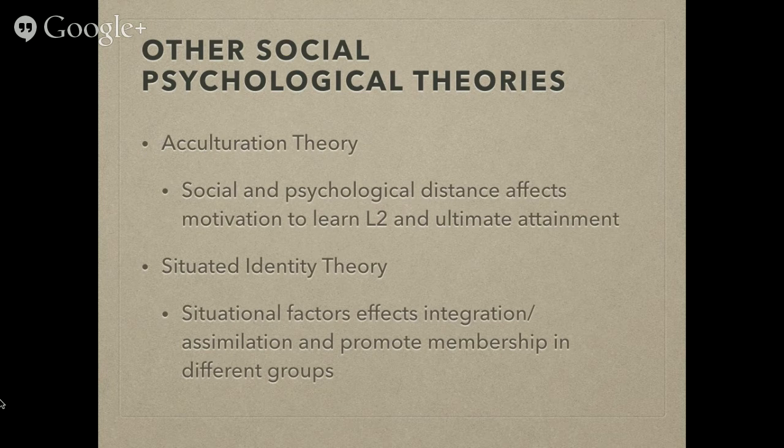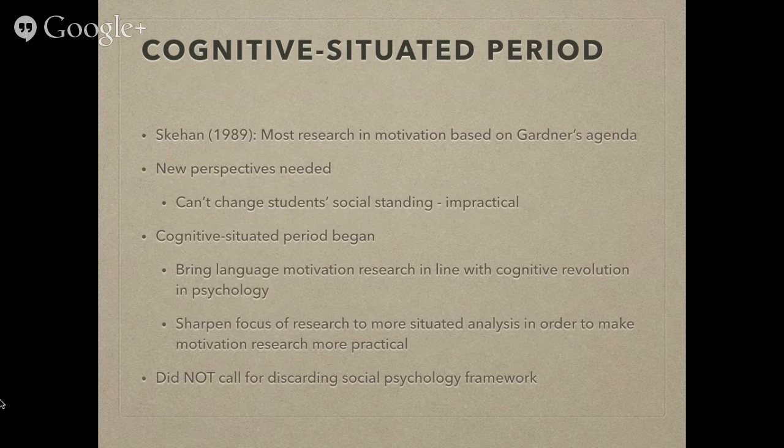Okay, another one, situated identity theory. Basically, looking at situational factors, so the different types of factors that come into play in different contexts, essentially. How does the context affect whether or not you become a member of different groups? We talked about that last week a little bit. Okay, so then we have all that from the social period.